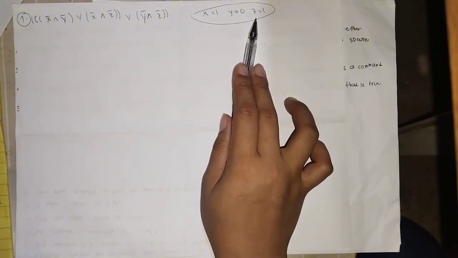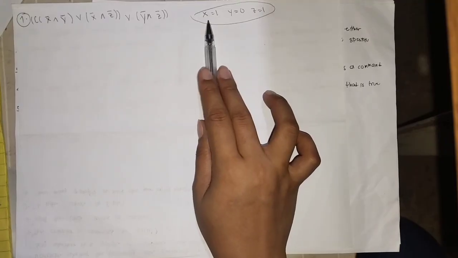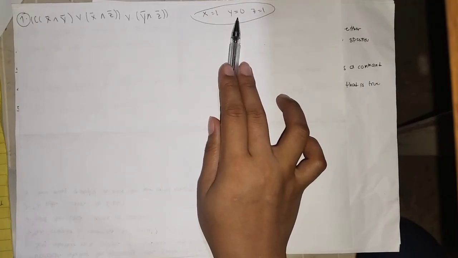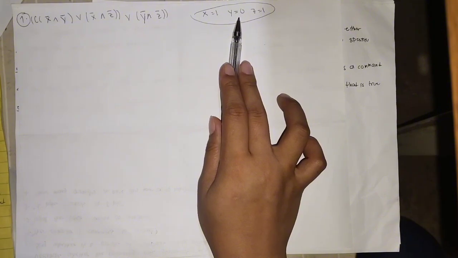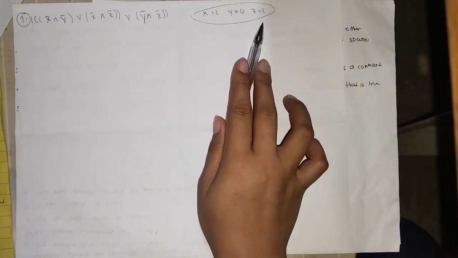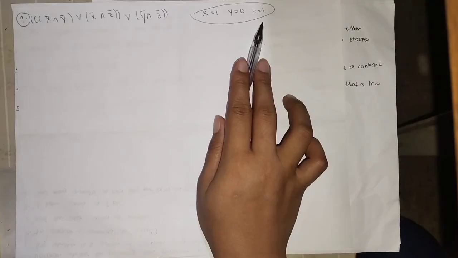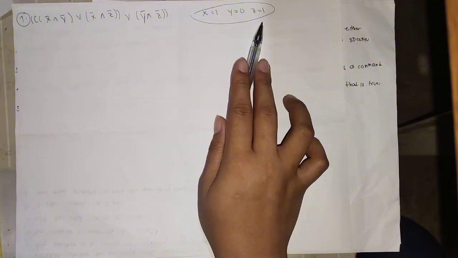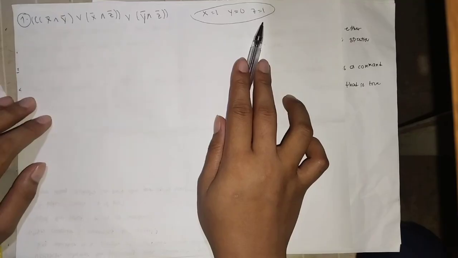So coming out of the NOT gates, X becomes 0, Y becomes 1, and Z becomes 0. Now let's label the intermediate points, the outputs of the first NOT gates. We will draw a NOT gate for X.